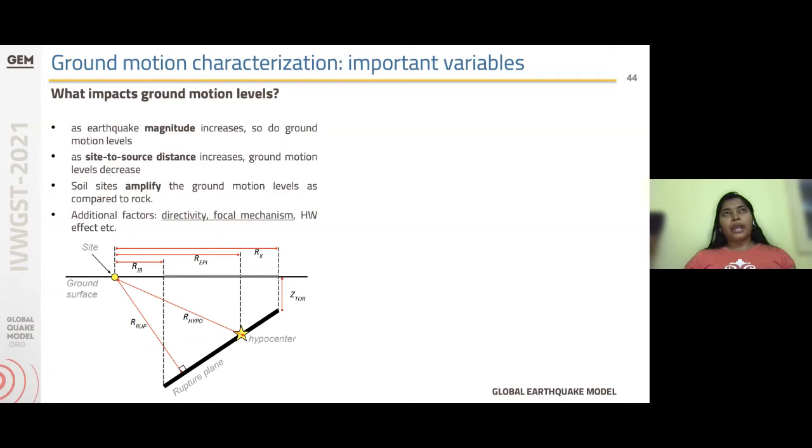As the magnitude increases, we always say the ground motion levels increase, and as the site to source distance increases, maybe the ground shaking intensity is reduced. Another observation is that soil sites tend to amplify as compared to rock sites. So these are some of the factors which are very crucial and usually helpful for a modeler in trying to define the ground motion shaking intensity in a more rational way. There are further additional factors such as directivity, focal mechanism, and whether the site is on the hanging wall side, things like that.